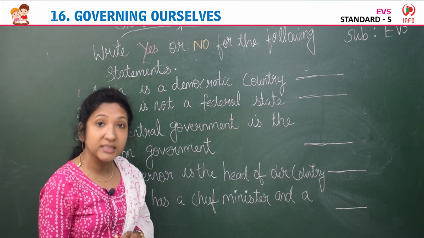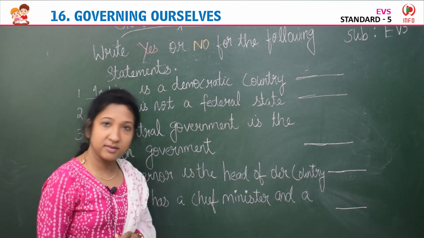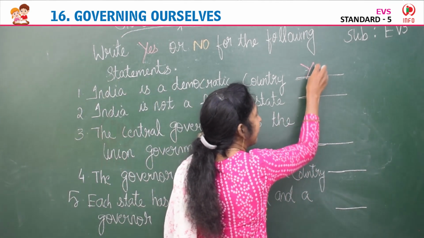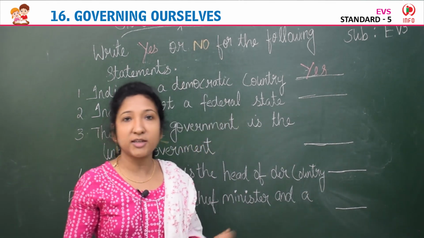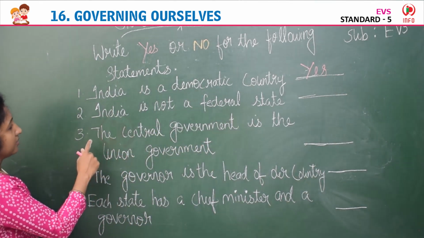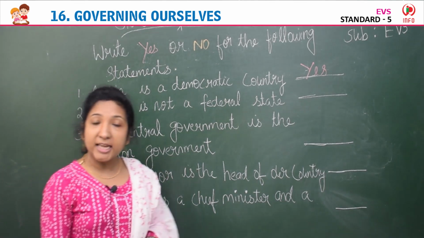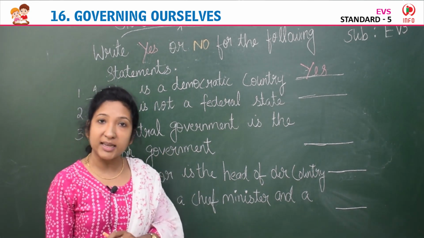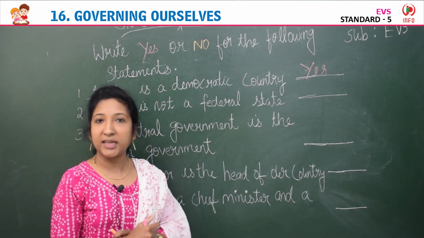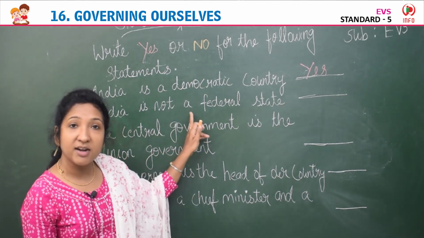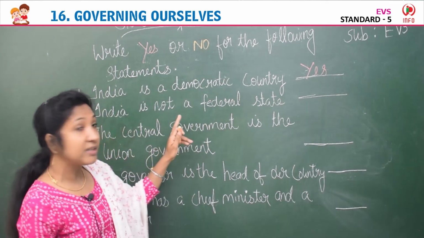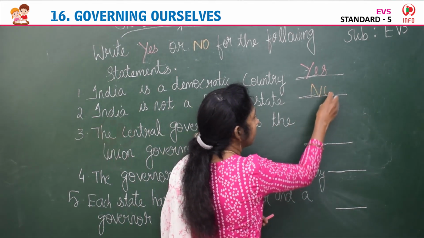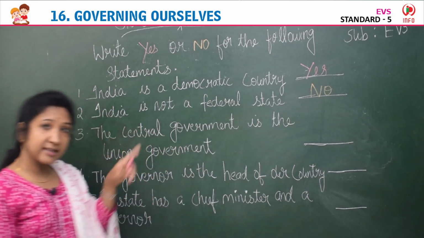India is a democratic country. It is true, isn't it? So, the answer is yes. Yes, India is a democratic country. Second, India is not a federal state. Is it right or wrong, children? Actually, India is a federal state, isn't it? So, the statement given here is wrong. The answer is no, because India is a federal state.